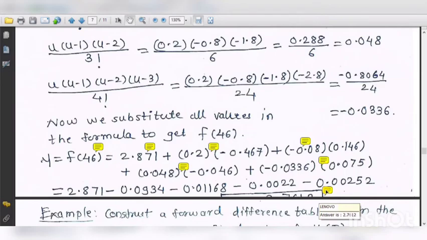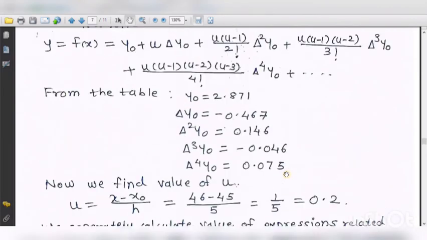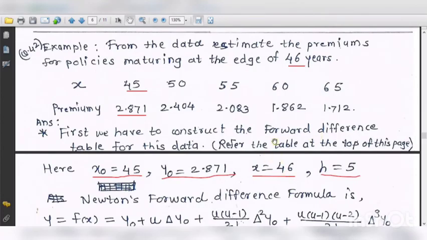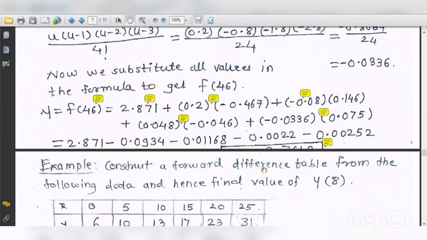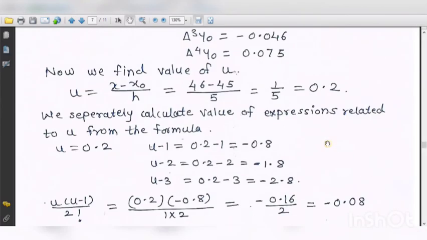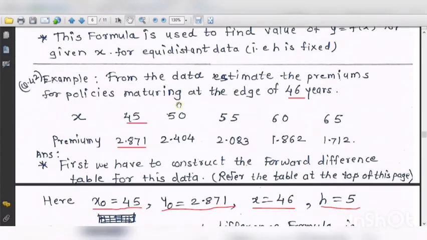Now, how to check whether our answer is correct or not? We have to calculate it at x equal to 46. Let us go back to our table. See, here x equal to 46 means the value next to 45. Now, what is our answer? The answer is 2.7612. So it should lie between these two values.